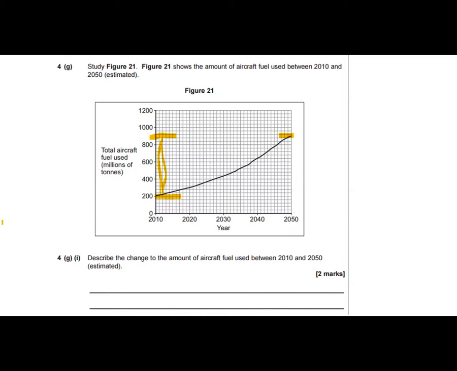Talk about whether it fluctuates. Does it go up or down steadily? Does it increase dramatically, decrease dramatically at a particular point? Remember to use the numbers. From this point, having looked at it now, it should take you about 90 seconds.